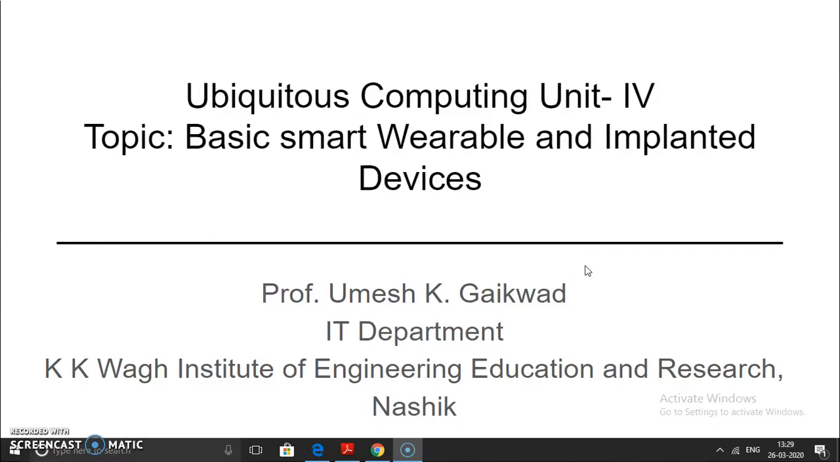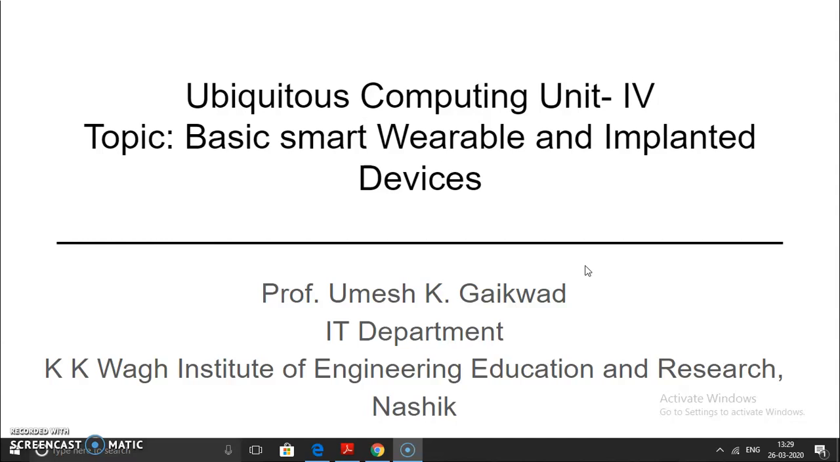I am Professor Umesh Gaikwad, Department of Information Technology, K.K. Wagh Institute of Engineering Education and Research, Nasik. As you know, we have already started unit number 4 in the classroom.